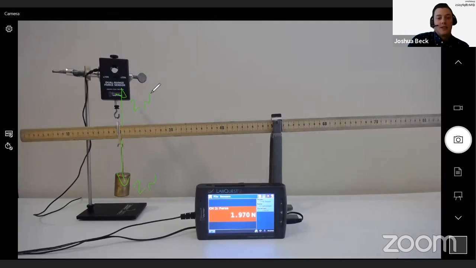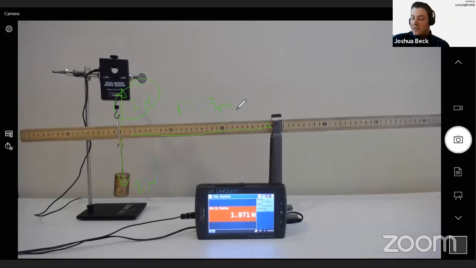Okay, so let's keep note of this. That was a 2 Newton force. It is also applied at an R of 0.3 meters. Let's go ahead and add that to your diagram. I'm going to switch back to the illustrated version, but go ahead and add that to your diagram.